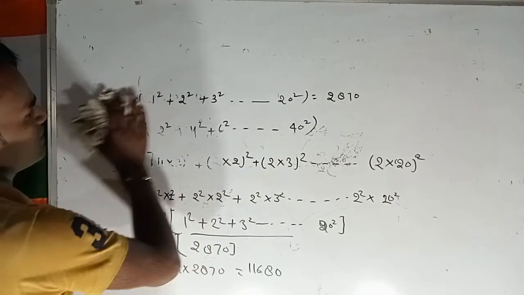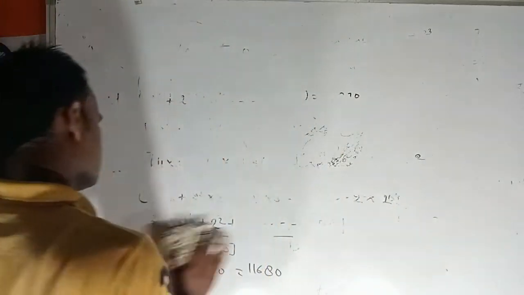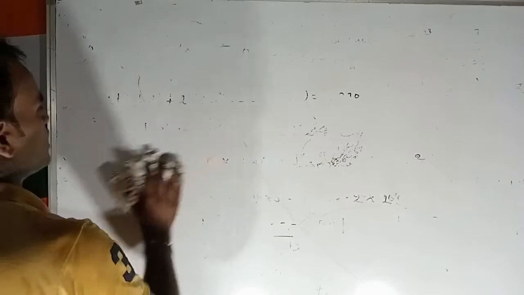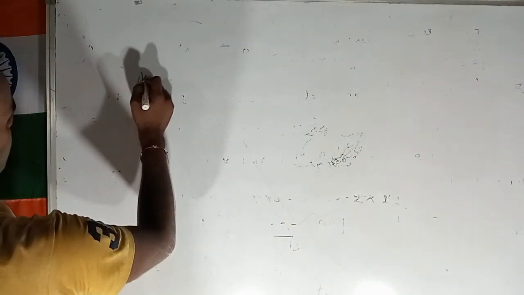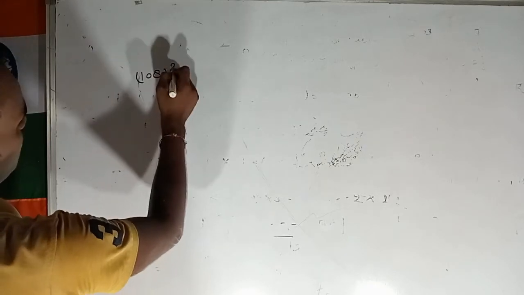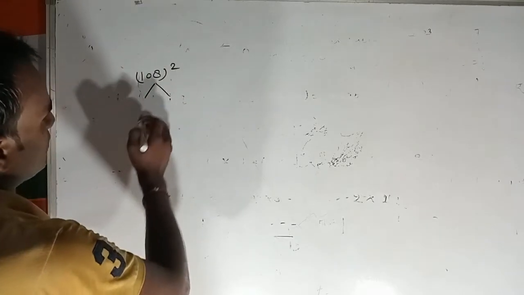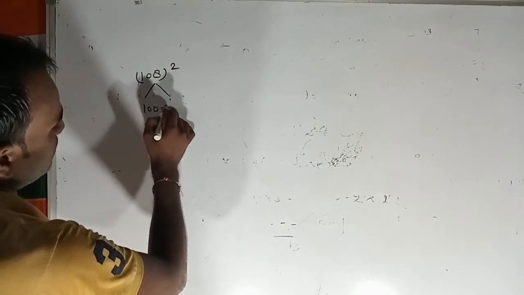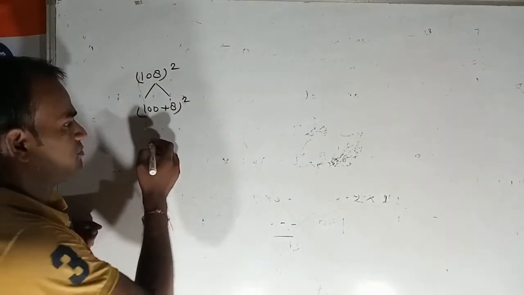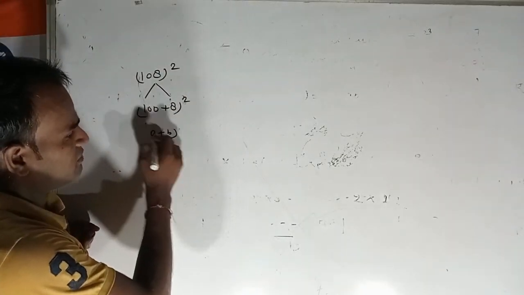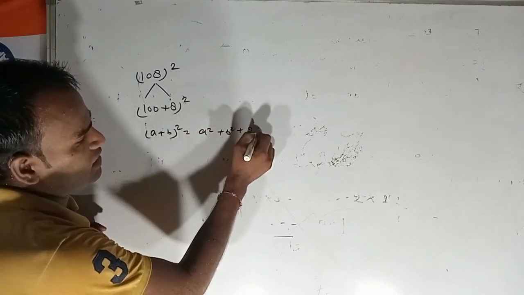He asked us what will be the value of 108 to the whole square. So again, what will we do? We will split it into two parts, means (100 plus 8) the whole square. Then what will be the basic identity? (a plus b) the whole square equals a square plus b square plus 2ab.